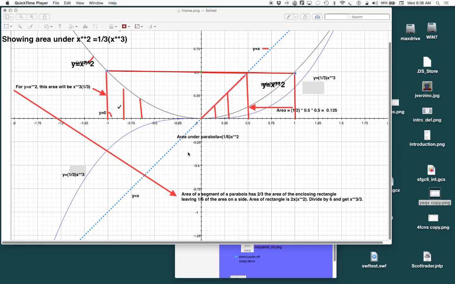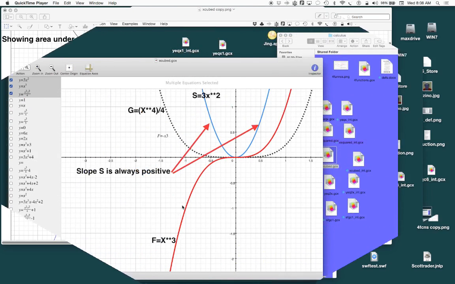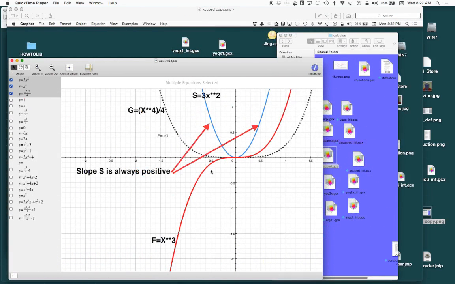It's important to see that graphically you can prove this area. It gets more complicated the higher up you go, but for these few low cases you can see easily the answers are under the area. This is showing the area under x squared equals 1/3 x cubed. So that's it for this portion, which is this.